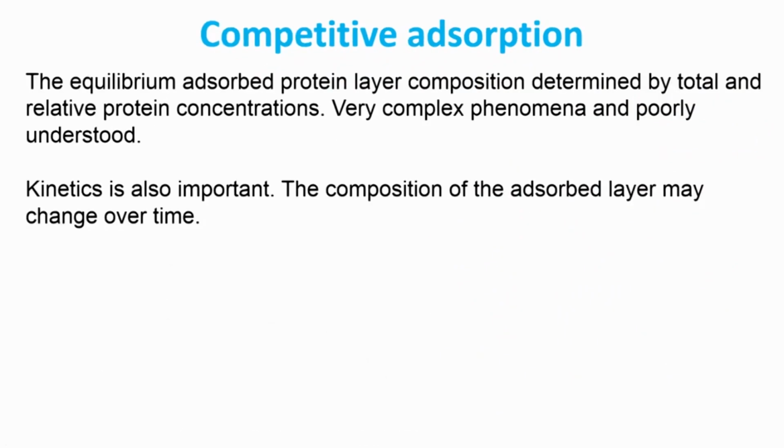And then there is another concept called competitive adsorption. So, the equilibrium adsorbed protein composition is defined by how much is the total protein first at the site, and then what is the relative protein concentration. So, this is a very complex phenomenon and very poorly understood for most of the materials that we use, and then the kinetics of this also become important. So, what it essentially is saying is, if I have a surface, first of all the amount of protein that is coming in depends on the total protein amount that is getting adsorbed.